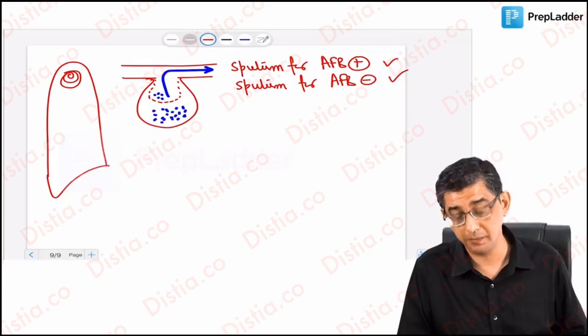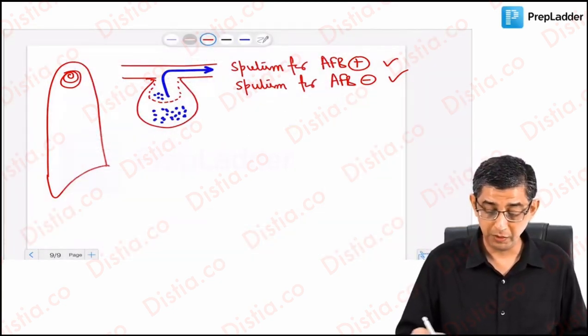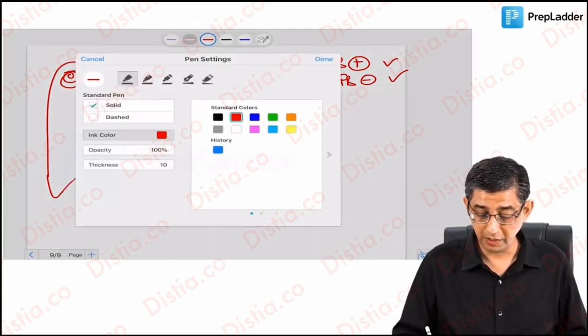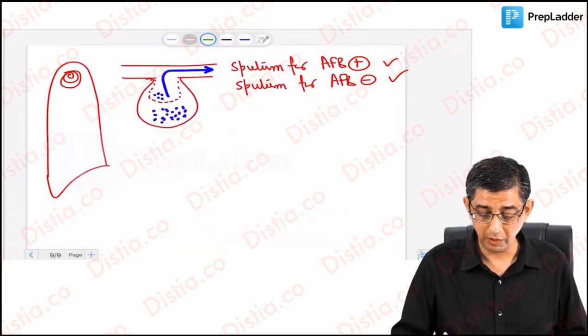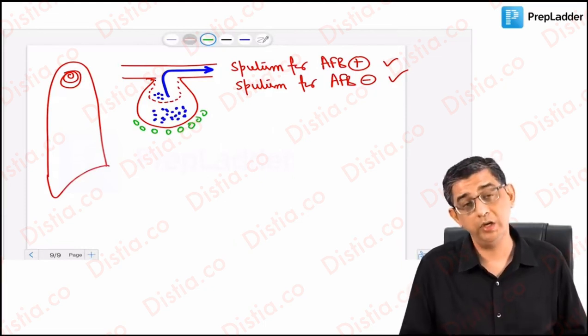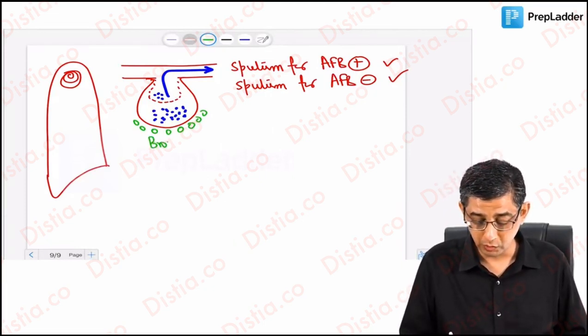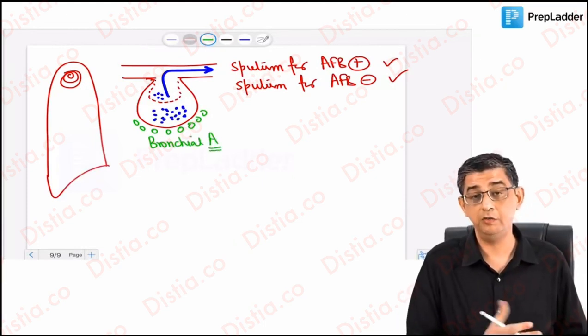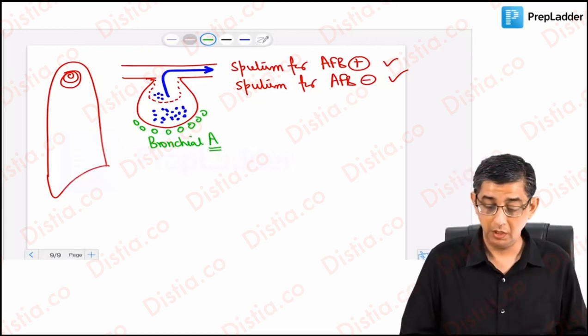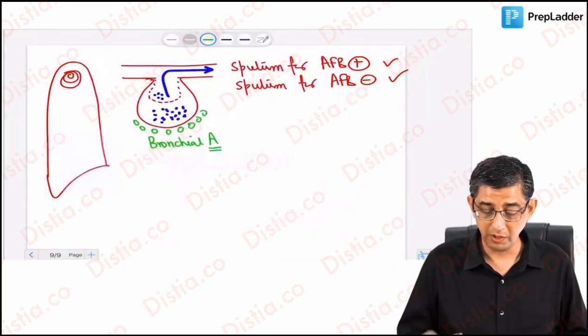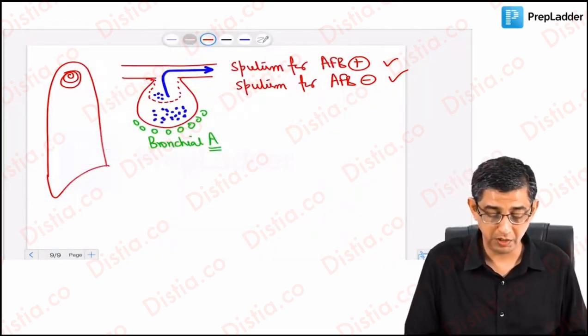Unfortunately, our patient did not take care of his health, and now the bad news is that there can be erosion of blood vessels as well. As the cavity increases in size, it will erode into the blood vessels, and that is where hemoptysis can occur. Usually the source of hemoptysis will be the bronchial artery, and because it is an artery, it can even be massive hemoptysis.